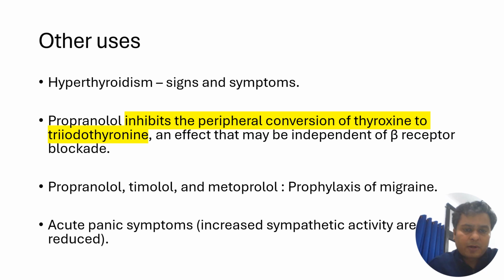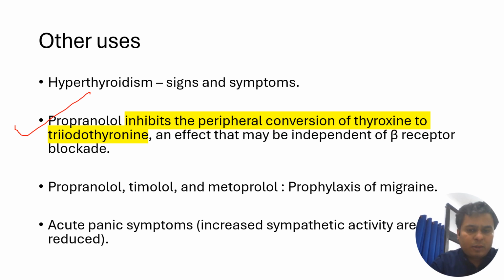Other uses, we have got hyperthyroidism. Hyperthyroidism signs and symptoms can be controlled by the use of beta blockers. What propranolol does in this case is it inhibits the peripheral conversion of thyroxine to triiodothyronine, an effect that may be independent of beta blockade. So again, propranolol can be used in hyperthyroidism as well to control the signs and symptoms.